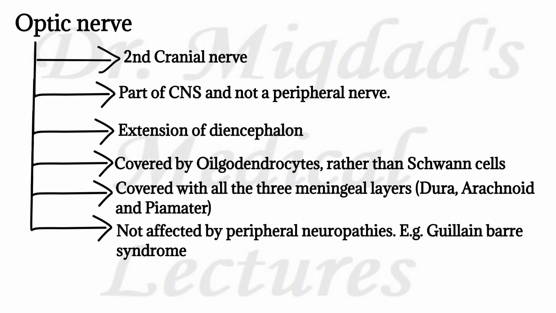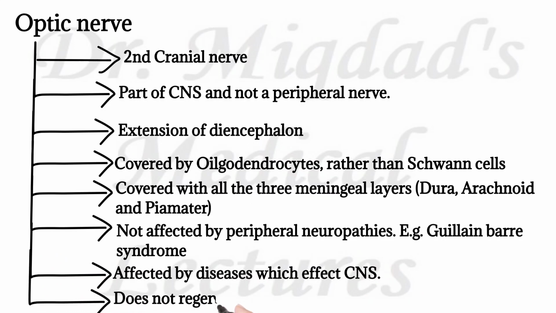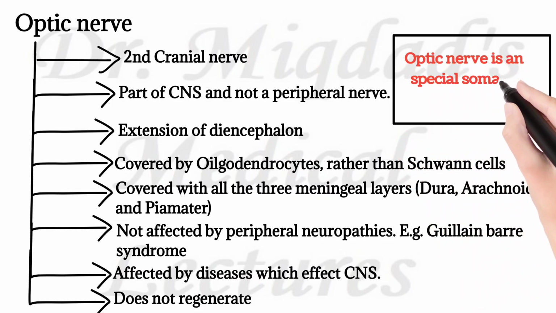Okay, so the next point is that the optic nerve is affected by diseases of the central nervous system. For example, multiple sclerosis. And finally, the most important point is that the optic nerve does not regenerate, as it is a part of the central nervous system, whereas the peripheral nerves have the capacity to regenerate. Lastly, the optic nerve is a part of the special somatic afferent system.